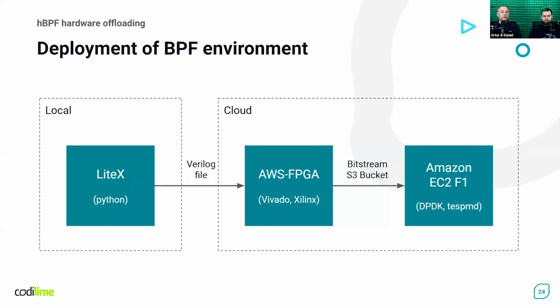hBPF projects were created with use of LaTeX. LaTeX is a Python-based library which allows us to create some object relations, and based on that, it generates HDL sources. Such an approach in the FPGA world is called high-level synthesis. High-level synthesis is a concept where we are describing algorithms in a different programming language and translating them into HDL. This allows us to reuse existing algorithms written in software languages in the hardware world.